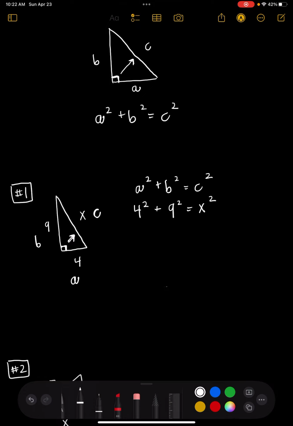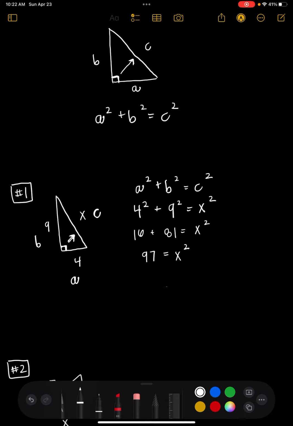And let's start by simplifying. So 4 squared is 16, 9 squared is 81, and then x squared just stays x squared. Now we can actually add 16 and 81, which gives me 97. So now I have this equation that says 97 is equal to x squared. Okay, great. But we don't necessarily care about what x squared is equal to. We want to know what x is equal to.